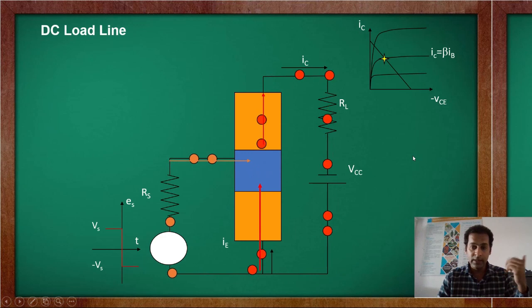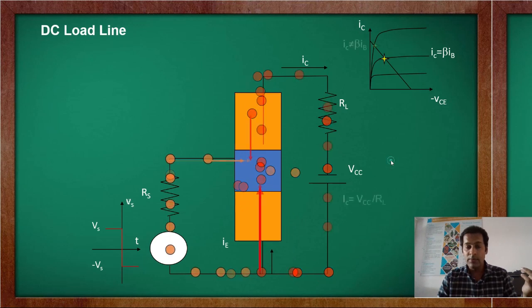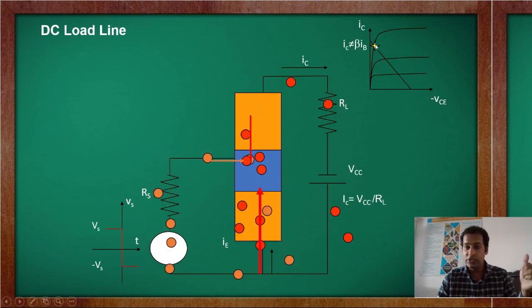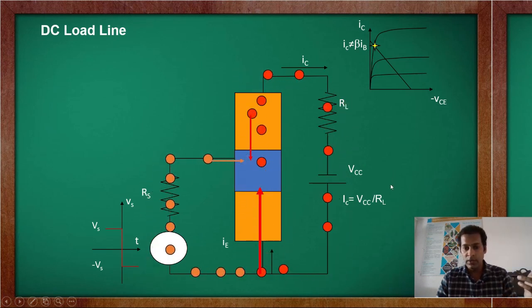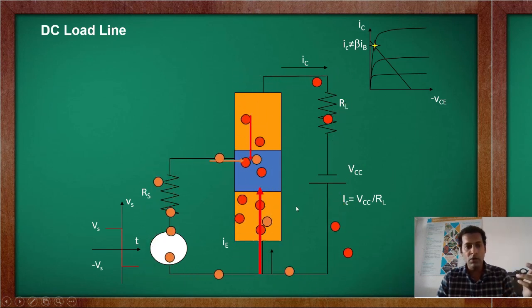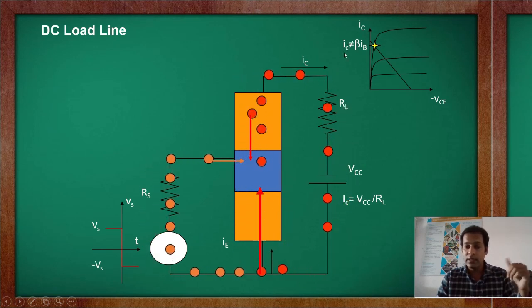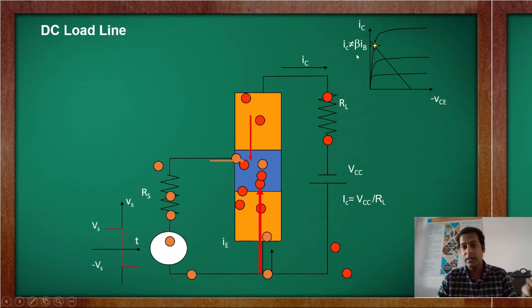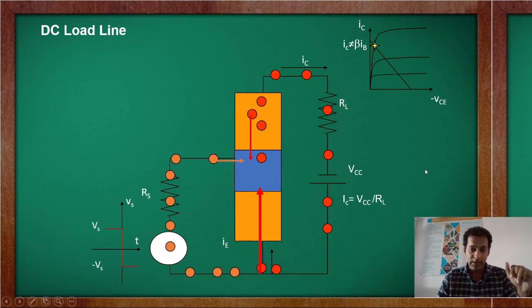Now if I increase IB further, above the limit, then what will happen? My point will shift here, but there will be a lot of current flowing across the device. More electrons will move across the device. In that condition, IC won't be equal to beta IB, right? So we have to remember about the DC load line and beta.